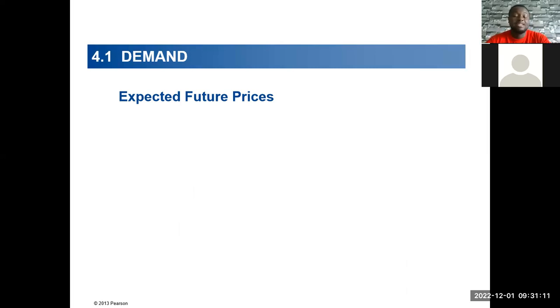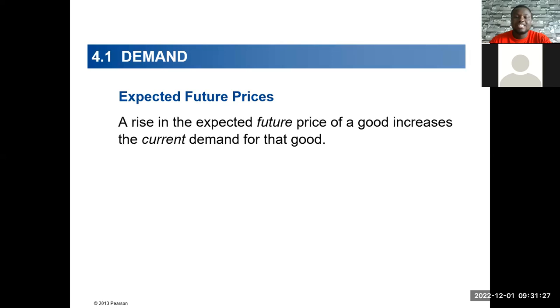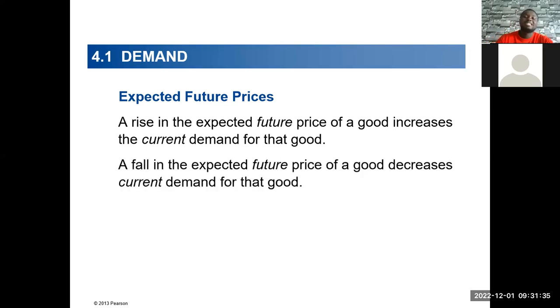If you have money now, what are you going to do? You buy more. Don't you buy more? You want to buy more to escape the increase in price. So whenever we expect an increase in price in the future, we demand more now. Okay, we tend to what? Demand more now, because we just want to escape the increase in price. But what if we expect a fall in price in the future? We wouldn't buy the thing at all.